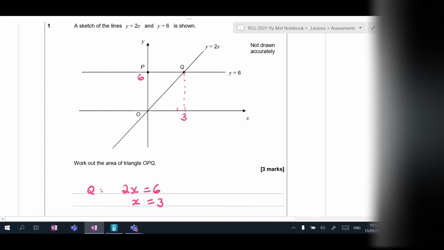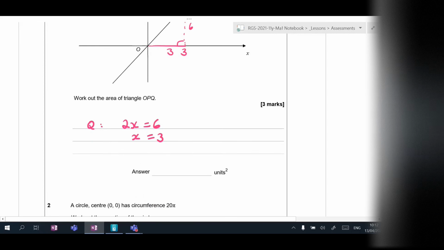Okay. So if we're trying to find the area, I've now got the base is 3, the height is 6, and I can work out the area as half base times height. So my area is 9.